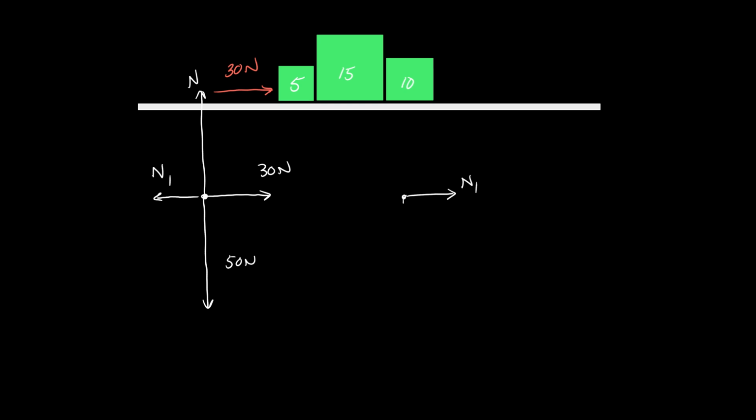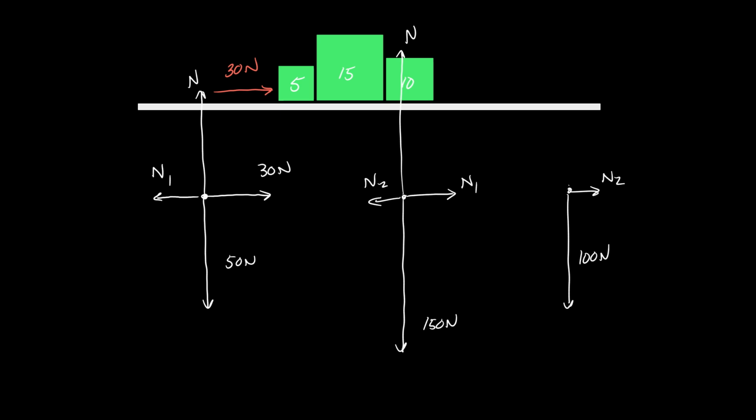It's also experiencing a downward force, 150 newtons, and an upward force, N. And it's experiencing a force between these 2 boxes, which I'll call N2. The last box, the 10 kilogram box, is experiencing N2 and 100 newtons of force downwards, normal force upwards. All right, free body diagrams.